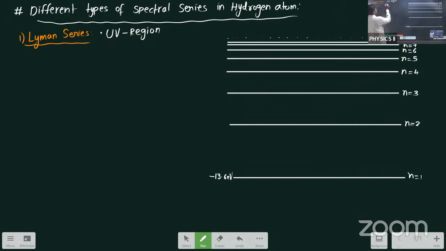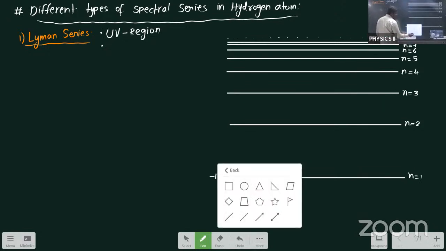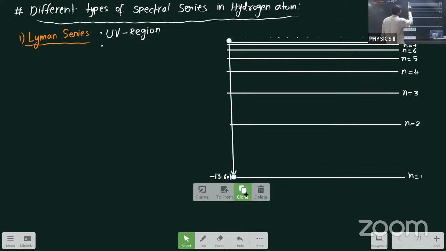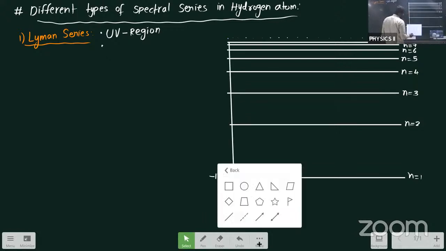Next point. Whenever an electron jumps from any of the higher energy orbits to N equals 1, then we will get the Lyman series. So let me draw this Lyman series here. An electron is jumping from any of the higher energy orbits to N equals which level? First level. Which type of series will we get? We will get the Lyman series.